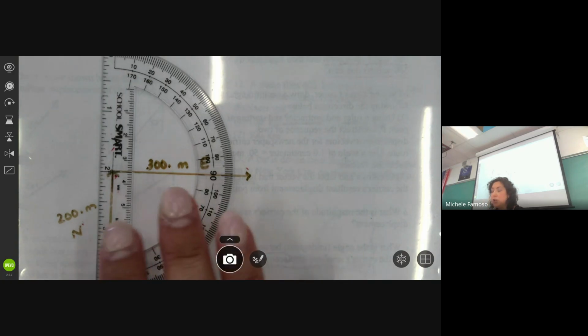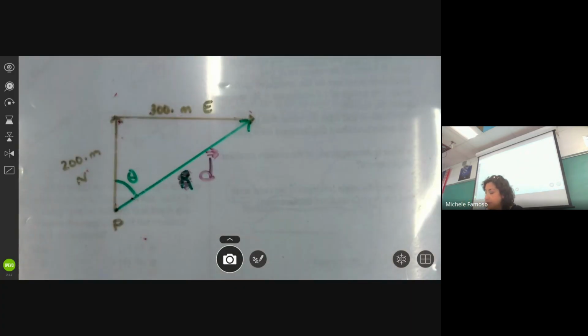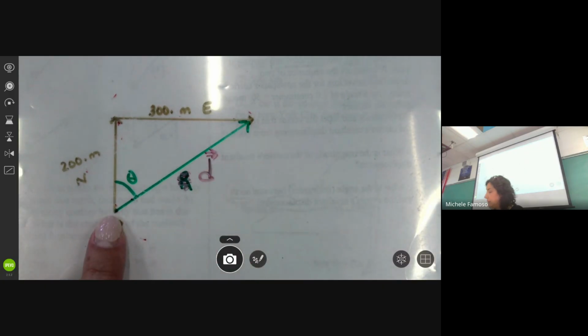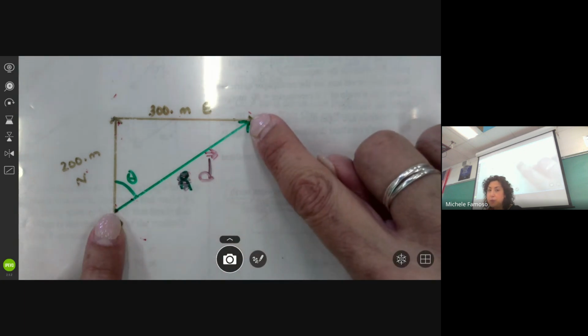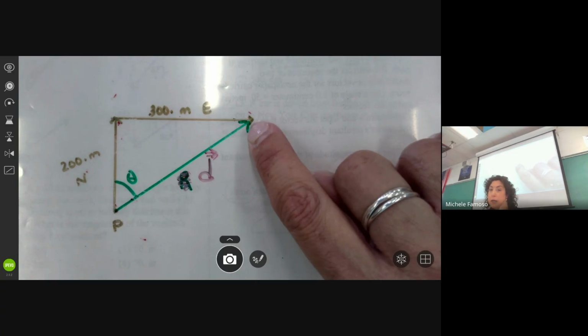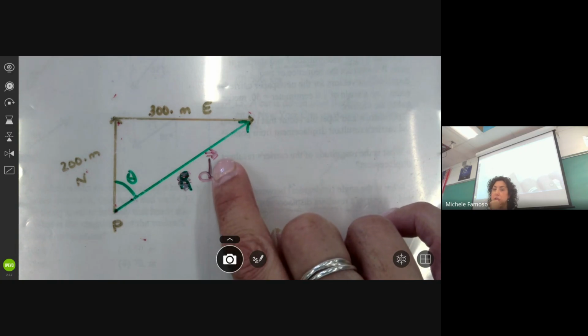Now let's look at A2, which asks you to draw in the displacement. So when you draw in the displacement, it's that green vector right here. So you're just connecting these 2 points together with your ruler. You should have had an arrowhead that's pointing here, and you should have labeled that D with the arrow over the top, just like we did in our practice questions.